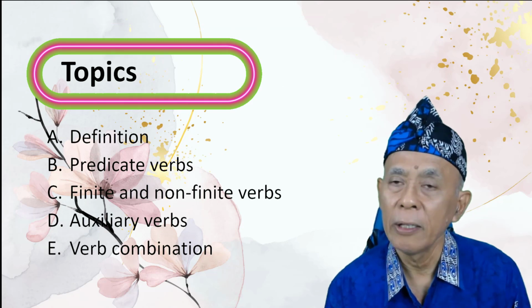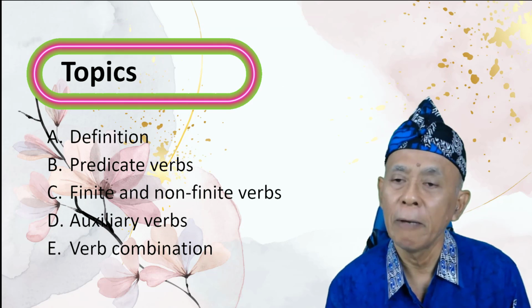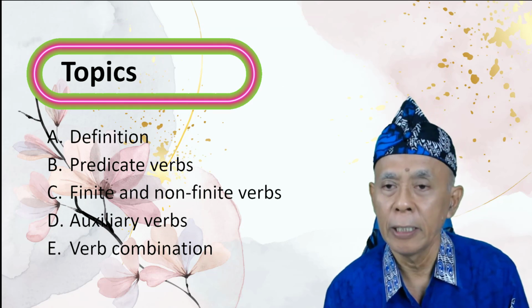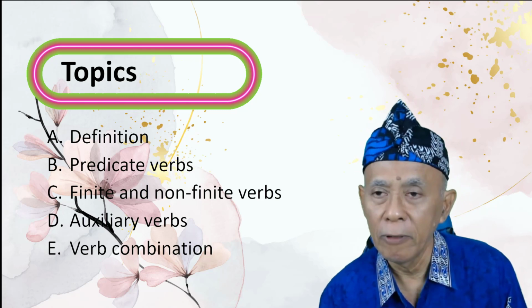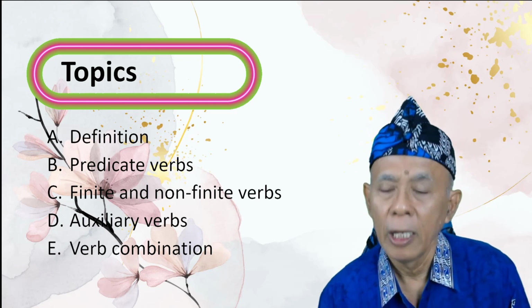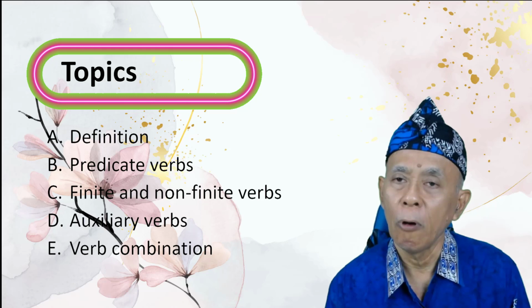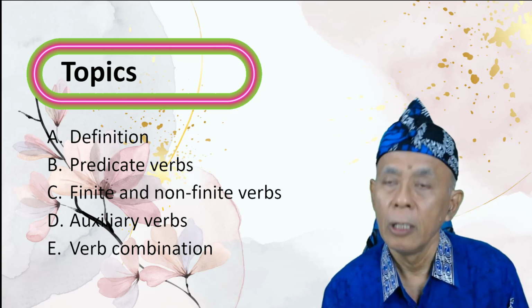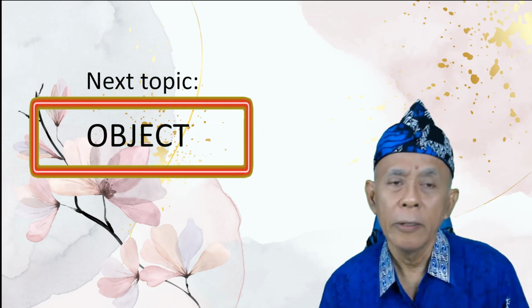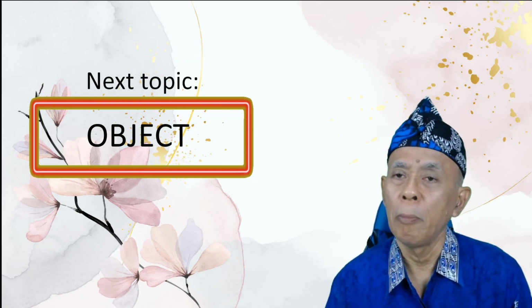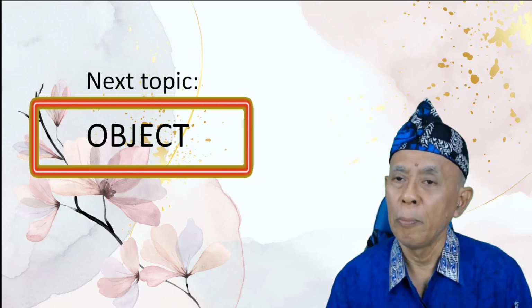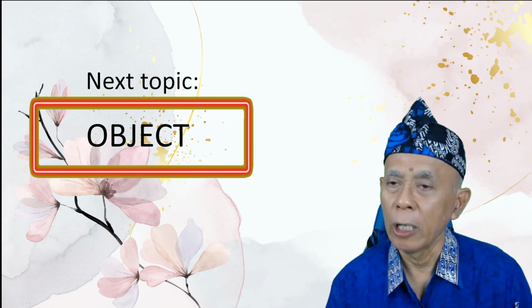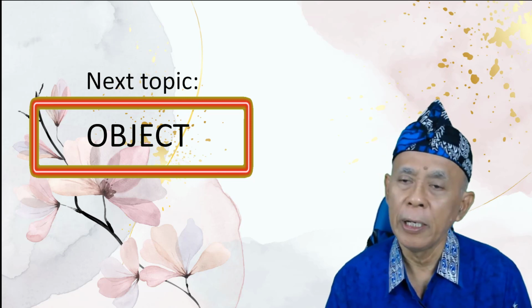Well, that's all I'll talk about predicate. We have talked about the definition of predicate, finite and non-finite verb, auxiliary verb, and then the combinations of auxiliary verbs and verbs in a sentence. That's all. In the next video, I'm still going to talk about sentence elements, and the topic is object. Object is the third element after predicate. See you in the next video.